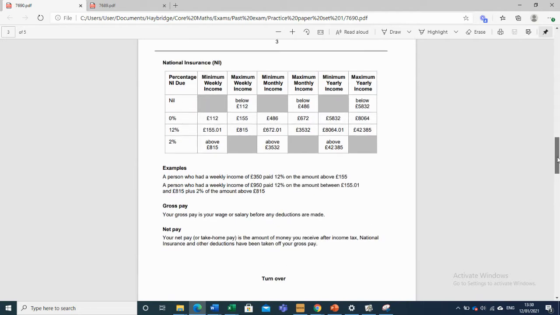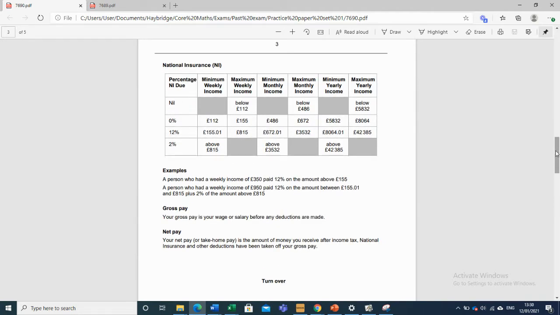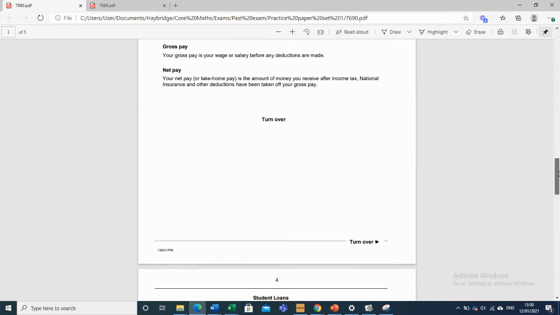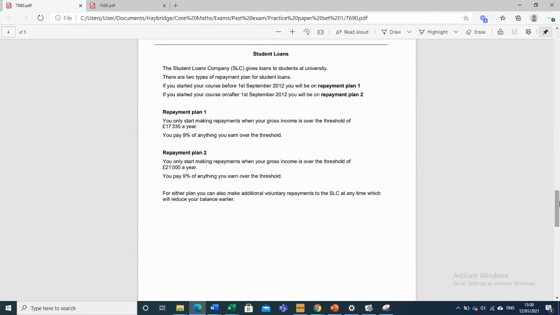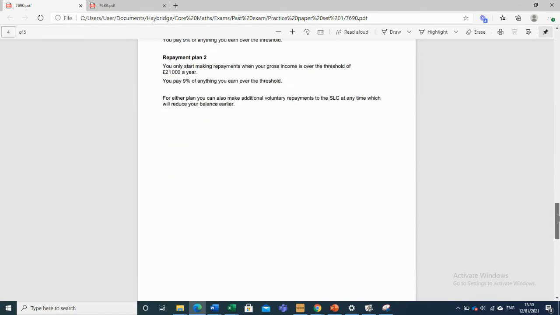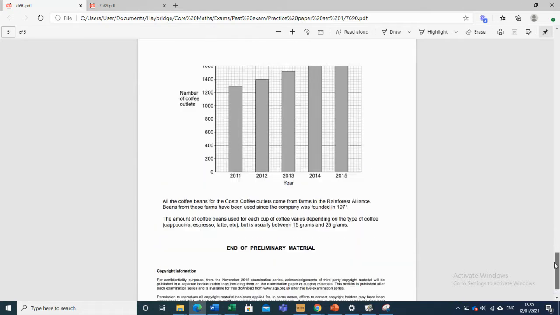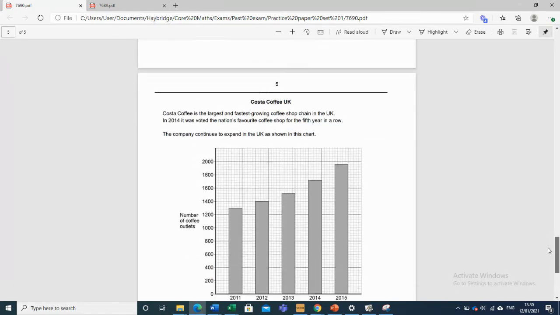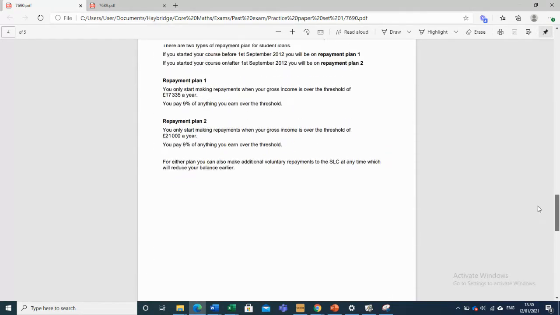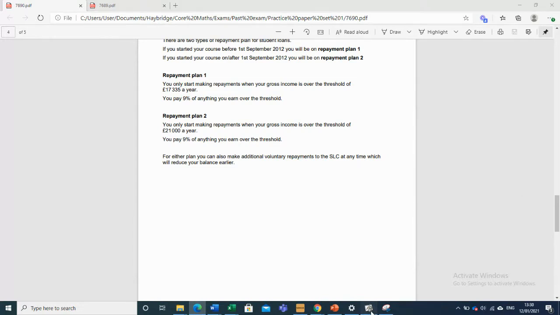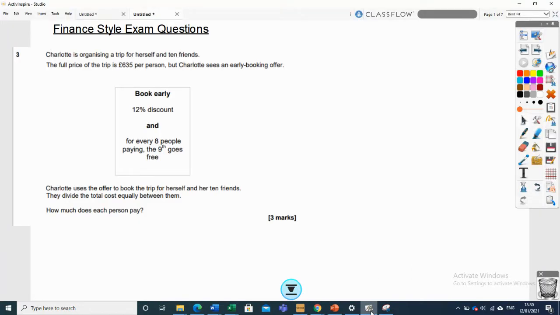On the next page, we have our information for national insurance. On the next page, student loans. And then there's some extra stuff about cost of coffee in the UK, which we won't actually be using in any of these questions. Okay, so the first question I want to answer is number 3.